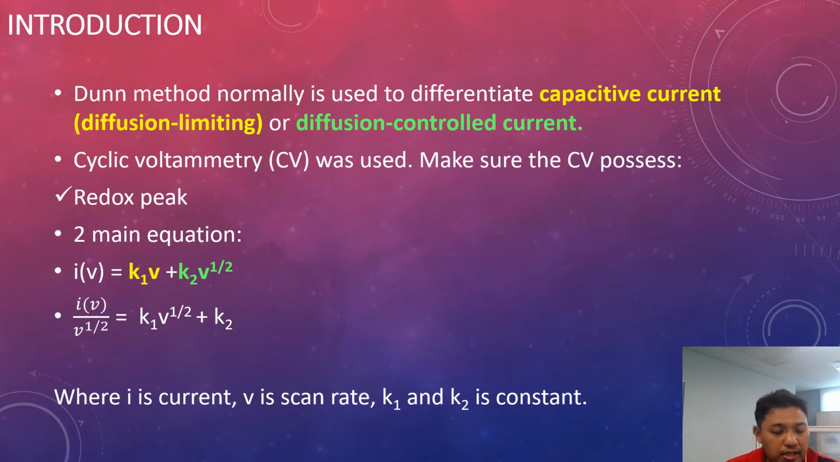The linear equation can be translated into y equals mx plus c, where the k values are constants, I is the current, and v is the scan rate. So when you plot this graph, you can get exactly what we want. You can get the value of k1 from the gradient and the value of k2 from the y-intercept. Then when you substitute the values into the equation, you can get the capacitive current and also the diffusion control current.